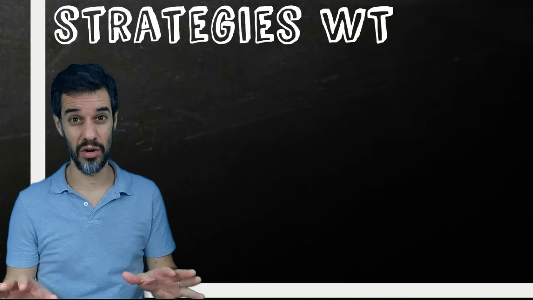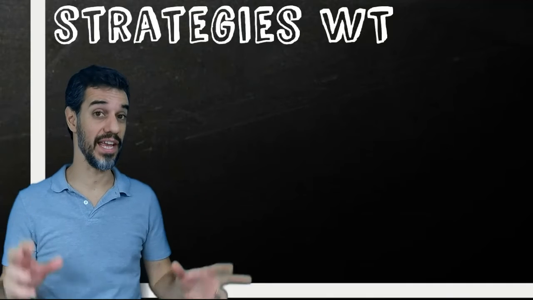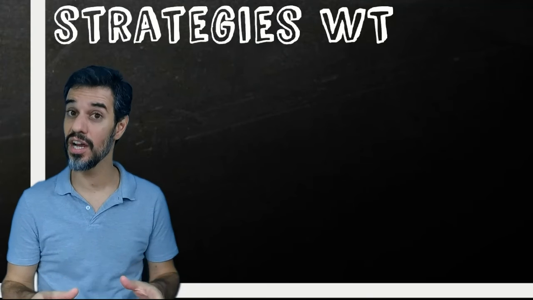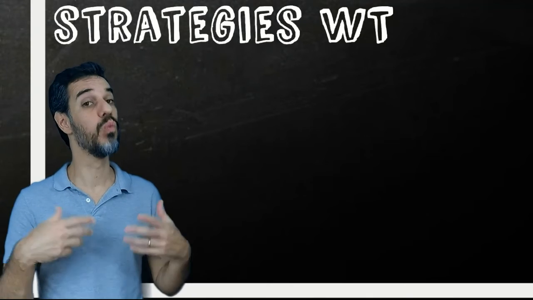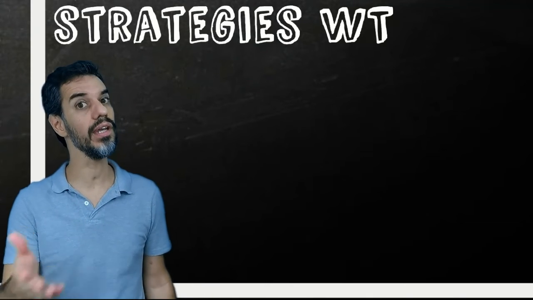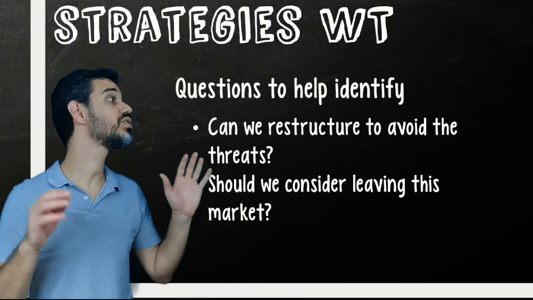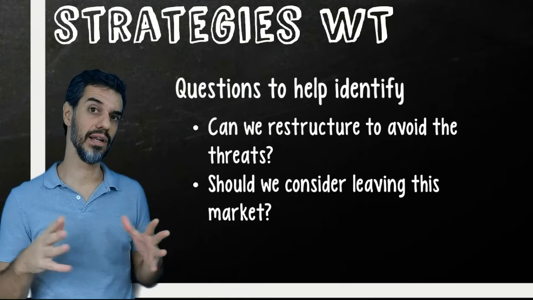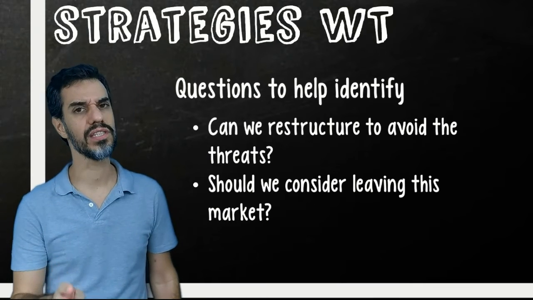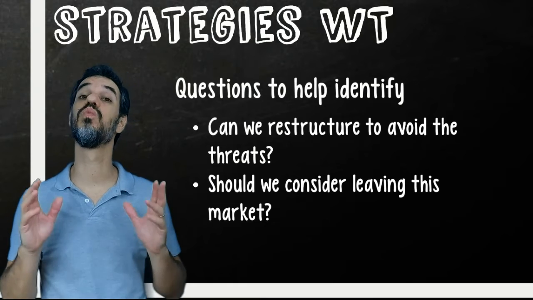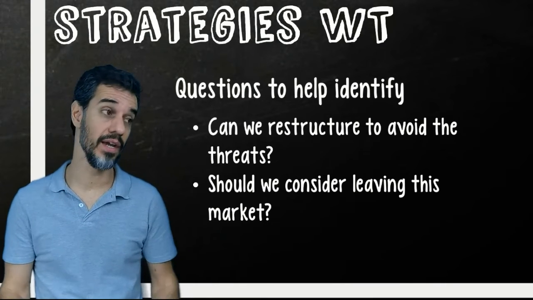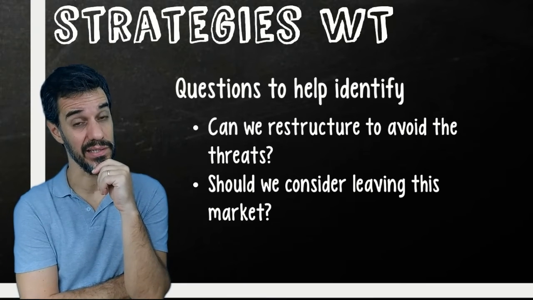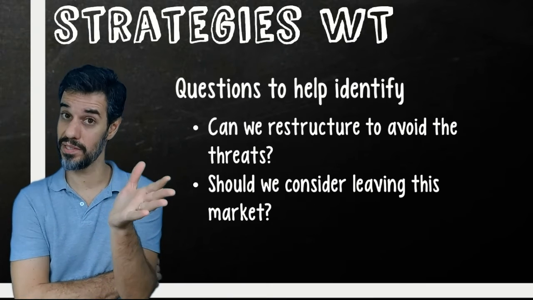This is the worst cell because we are uniting the bad with the bad. Questions here are going to make you think if it's worth it to continue working in this business. Can we restructure to avoid the threats? Should we consider leaving this business? At some points, some businesses are not worth investing in anymore. This cell makes you think if it's not time for the retirement of your business.